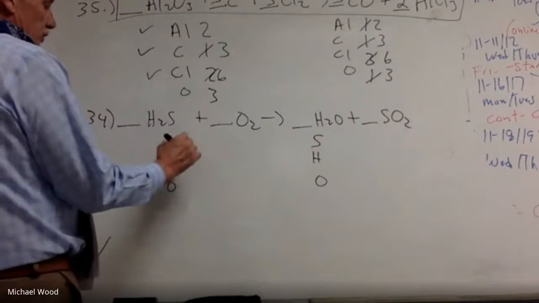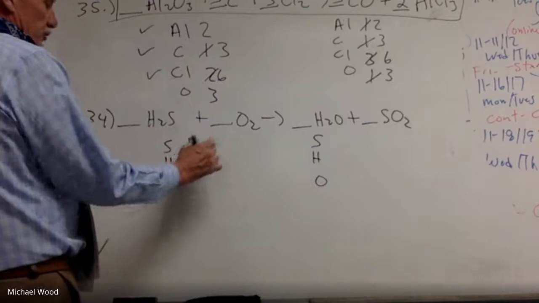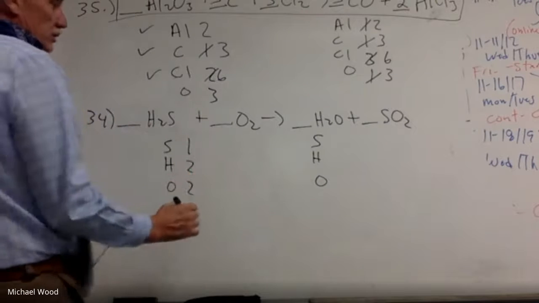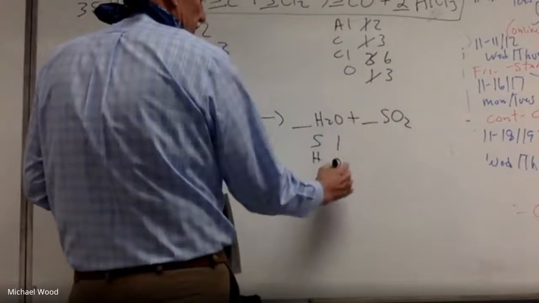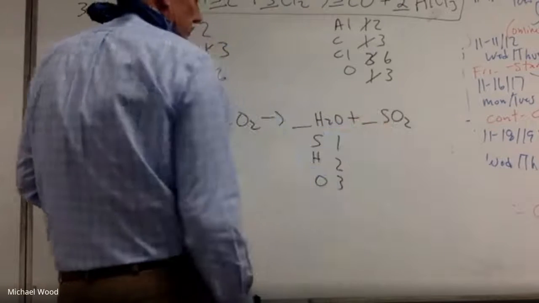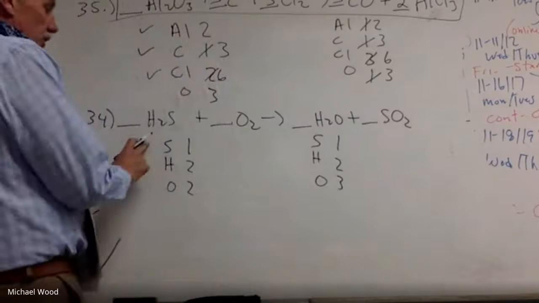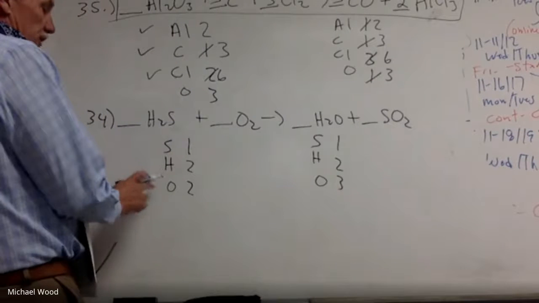So I've got one sulfur, two hydrogens, two oxygens. Over here I've got one sulfur, two hydrogens, and then three oxygens. 1 plus 2 is 3. Okay, so sulfur is balanced, hydrogen is balanced, but not oxygen.